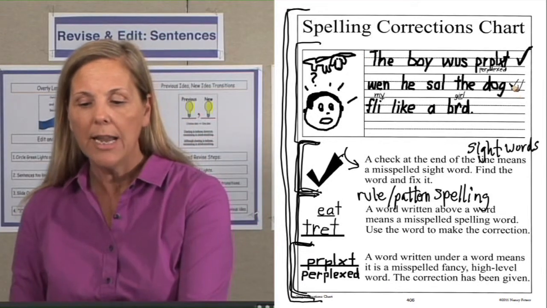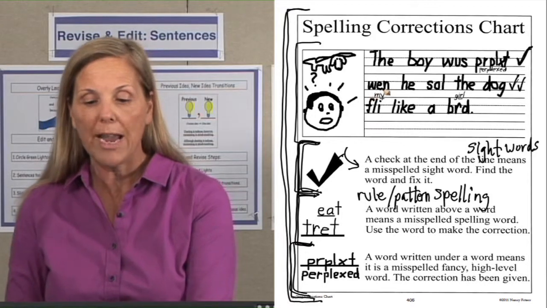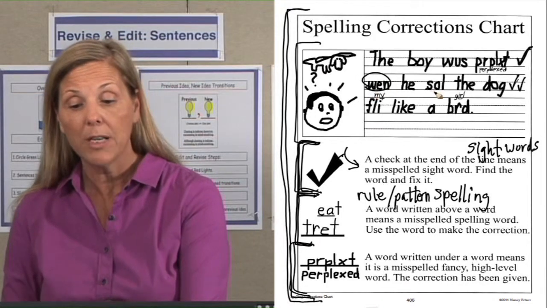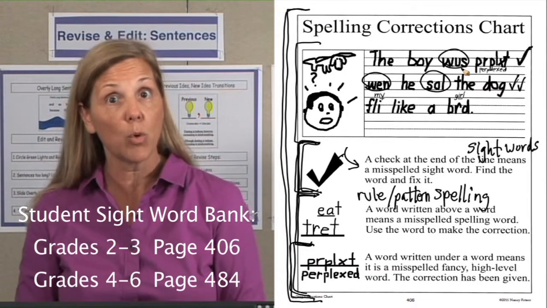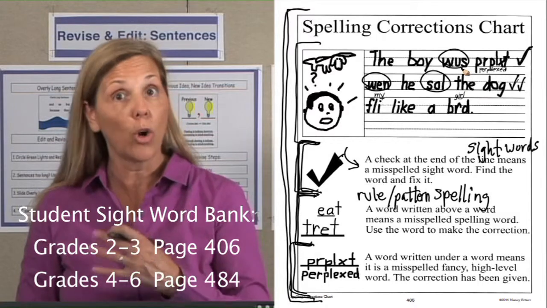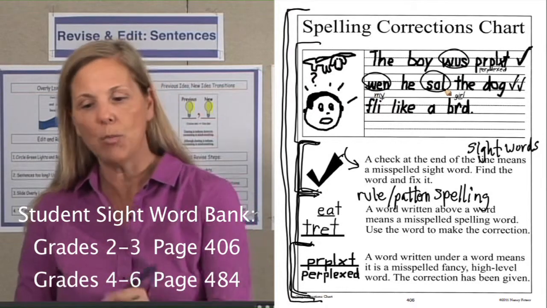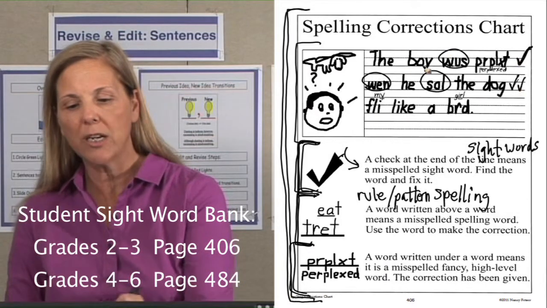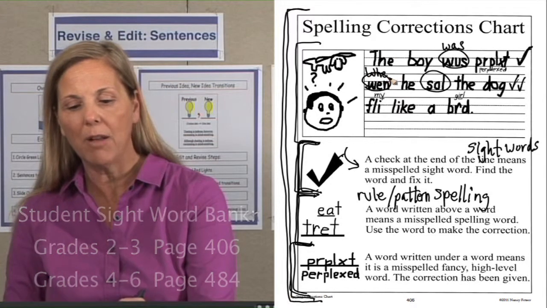Notice the next line has 2 checks, meaning that there were 2 sight words there. So we had when and saw that were misspelled. So they would circle them just like up here. They would circle them. Then they would go back to their sight word wall or list or any type of bank that has their sight words. They would find the correct spelling and they would write it above the word. So we had check here, 2 checks here. They would go back and they would write the correct spelling above the word.